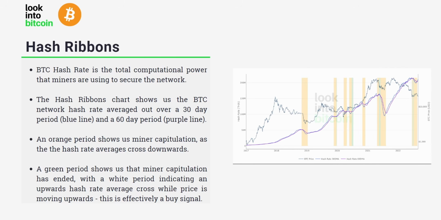However, once this green period turns into the white clear background period, it indicates that not only are the upwards hash rate averages crossing, but that also price is moving upwards as well, which is effectively a buy signal in the Bitcoin hash ribbons.